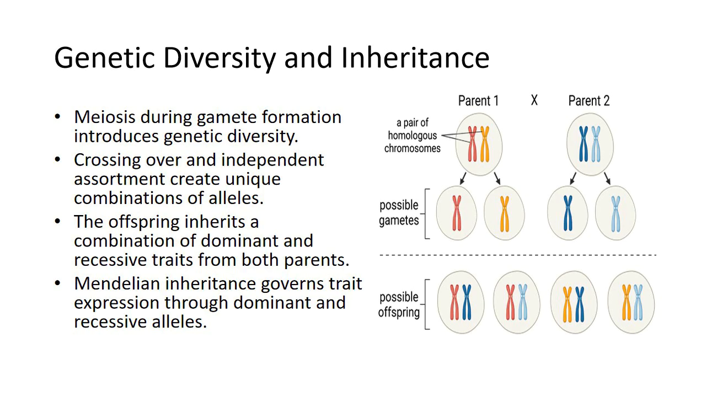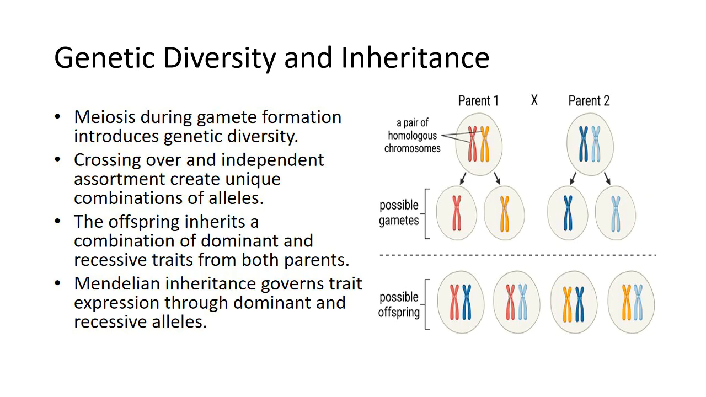Fourth, genetic diversity and inheritance. Fertilization provides an opportunity for genetic diversity through several mechanisms. Crossing over. During meiosis, the process by which gametes are formed, crossing over occurs where homologous chromosomes, one from each parent, exchange sections of genetic material. This results in new combinations of alleles, gene variants, increasing genetic variability.